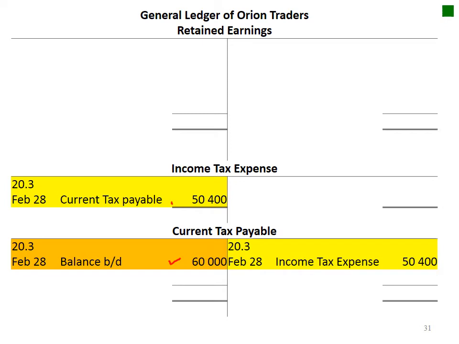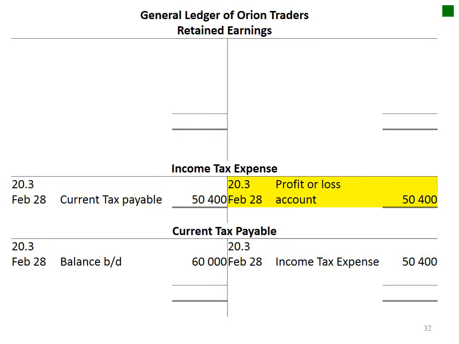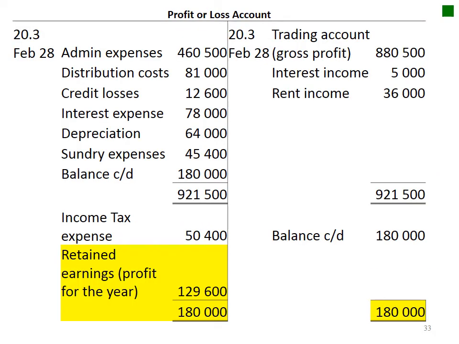Here is my accrual for income tax for the current year. I've debited income tax expense and credited the SARS, or the current tax payable account, which is a liability account. So that 60,000 is the provisional tax paid. What happens now is this income tax expense account, we saw this 50,400 went to the debit of the profit and loss account. We credit income tax expense and debit the profit and loss account. That's a closing entry.